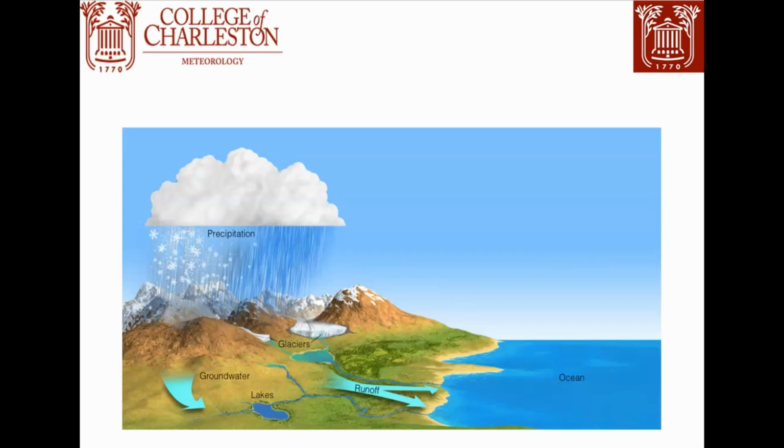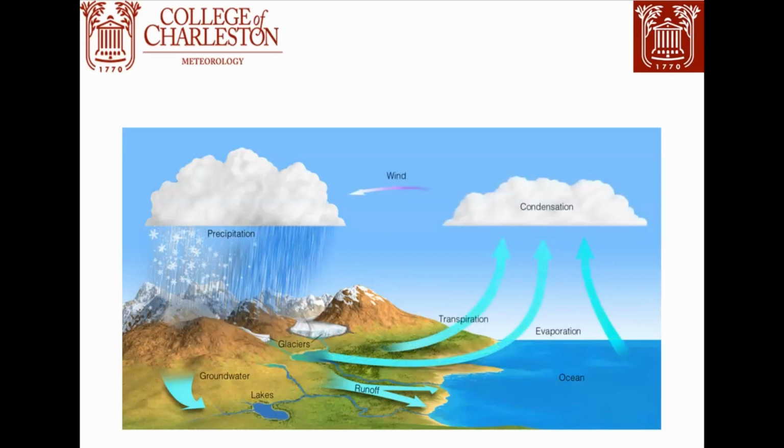As runoff returns to the ocean, that produces additional condensation. As wind blows clouds over land, it leads to precipitation, which again returns into runoff.